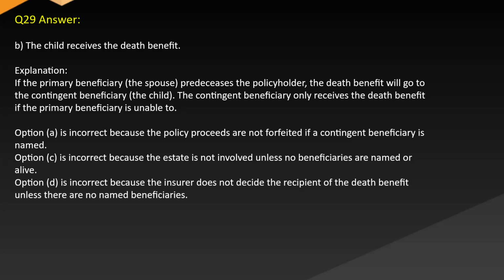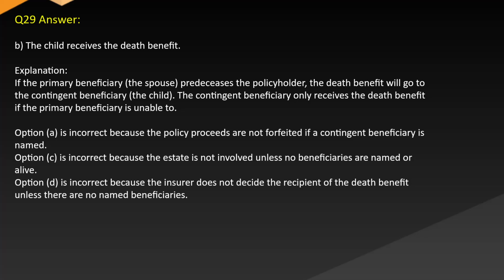Option A is incorrect because the policy proceeds are not forfeited if a contingent beneficiary is named. Option C is incorrect because the estate is not involved unless no beneficiaries are named or alive. Option D is incorrect because the insurer does not decide the recipient of the death benefit unless there are no named beneficiaries.